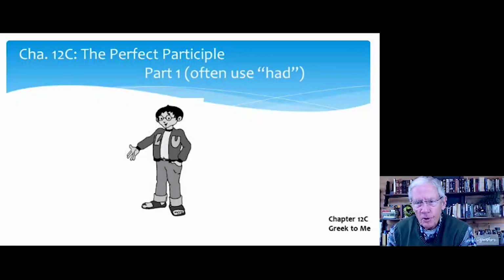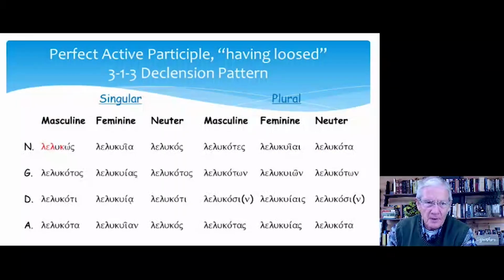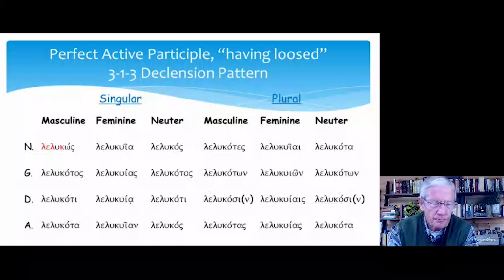Let's take a look at the forms of the perfect participle, and there are many points of similarity with what we've already had. Here we have the perfect active participle, "having loosed," and let's pronounce the nominative and genitive singulars together. Lelukōs, lelukuia, lelukos, lelukotos, lelukuias, lelukotos.